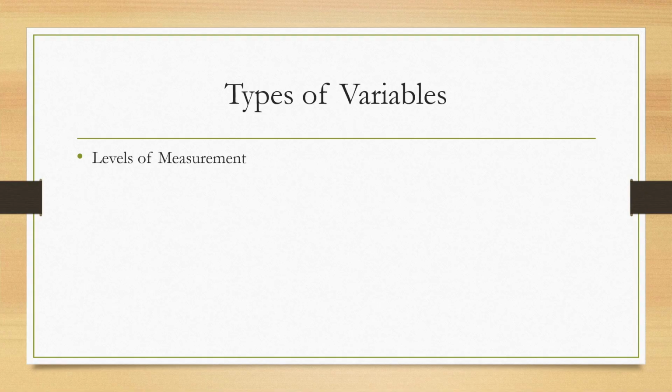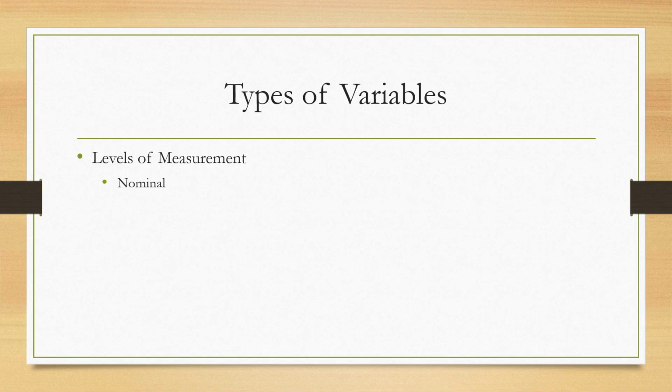So the first regards the 4 levels of measurement, and these spell out an acronym, NOIR, representing 4 different levels which are increasing in the amount of information each data point has. The lowest level is considered nominal. This is just different categories that a data point can fall in.